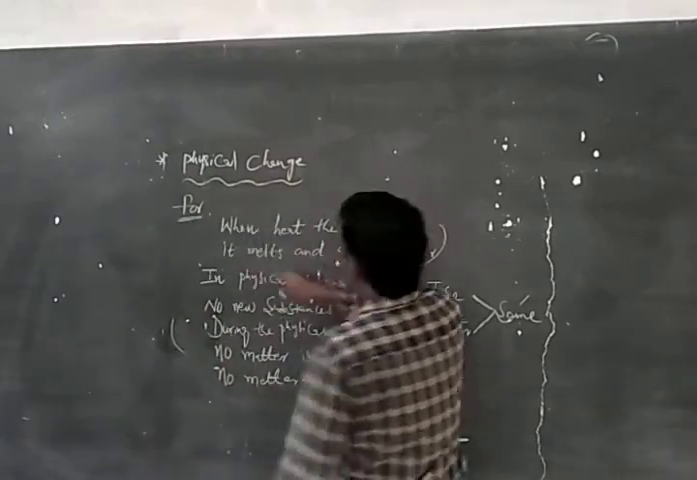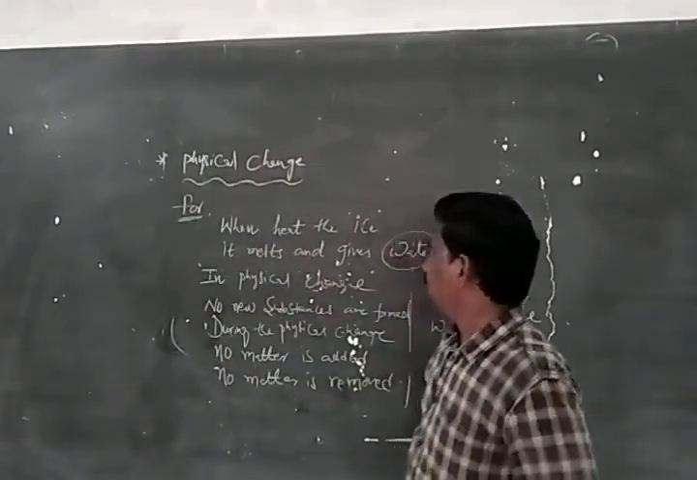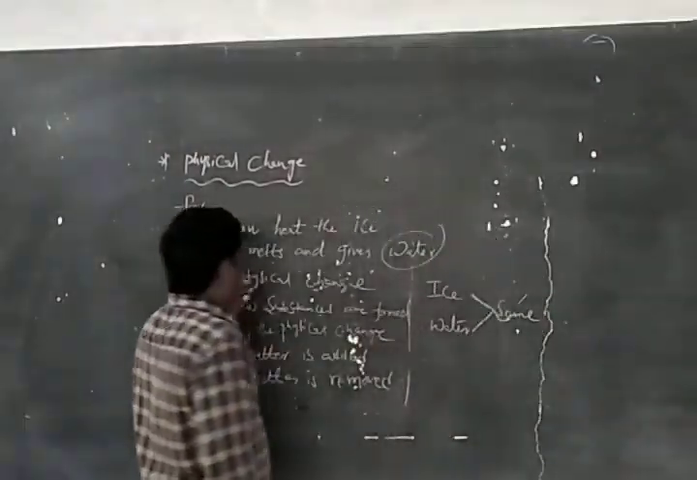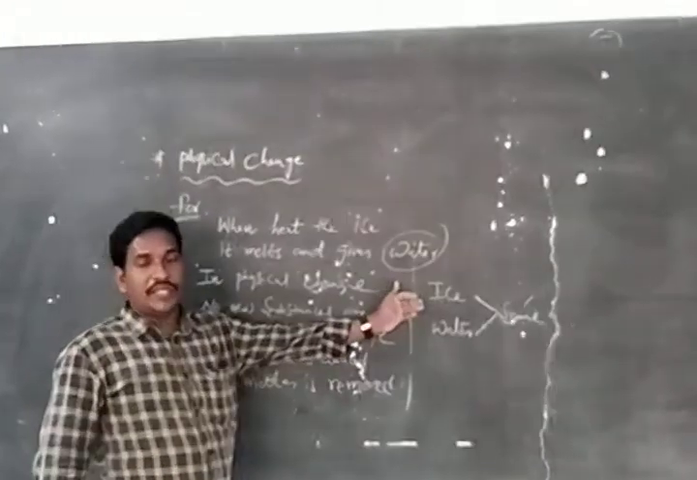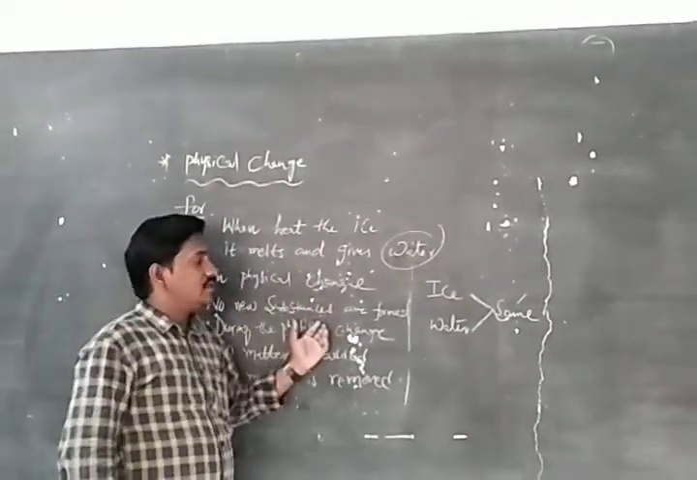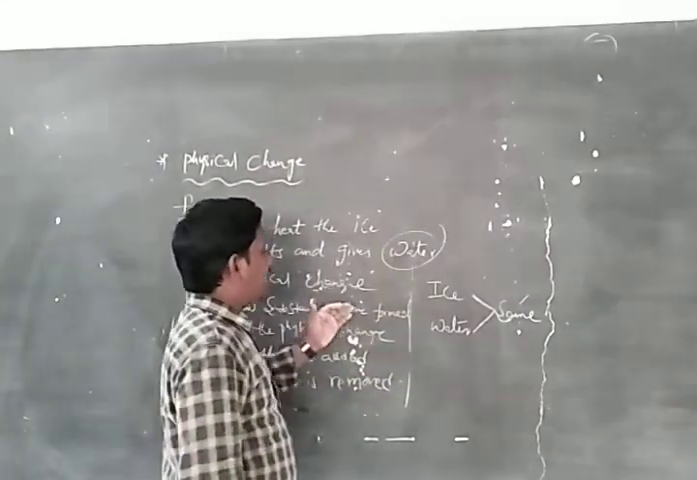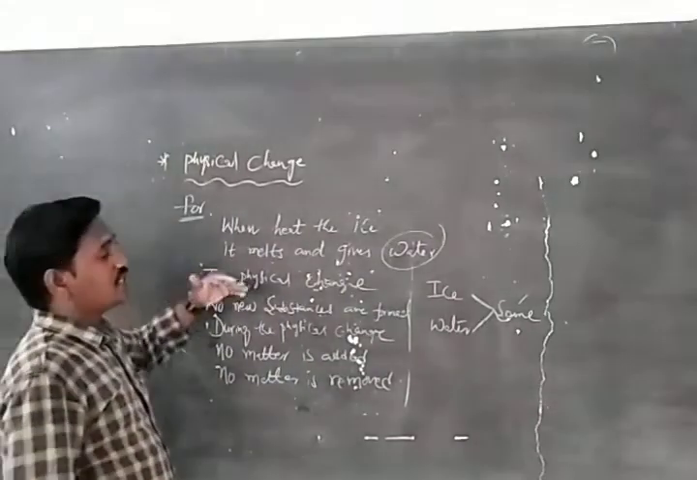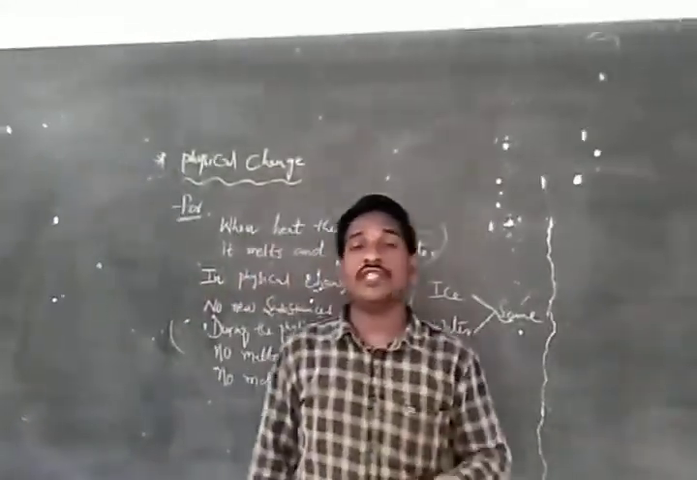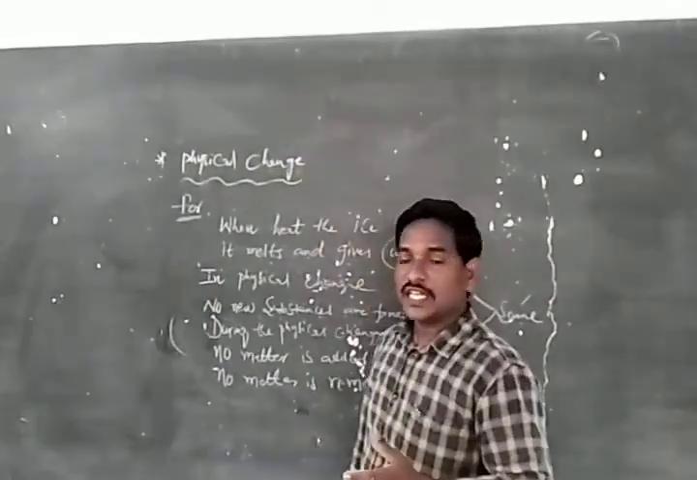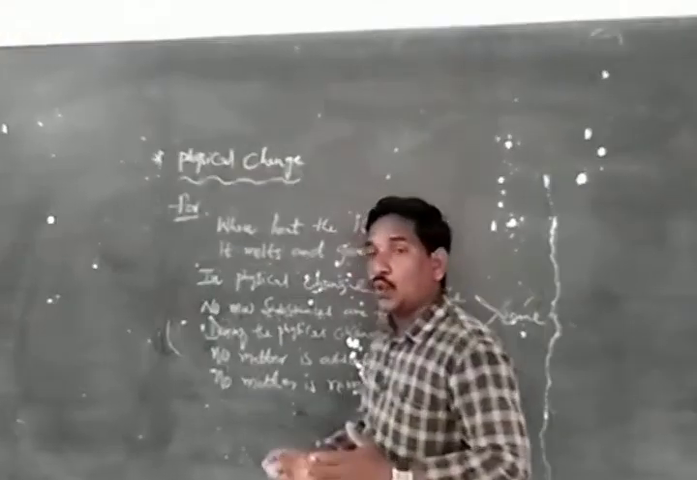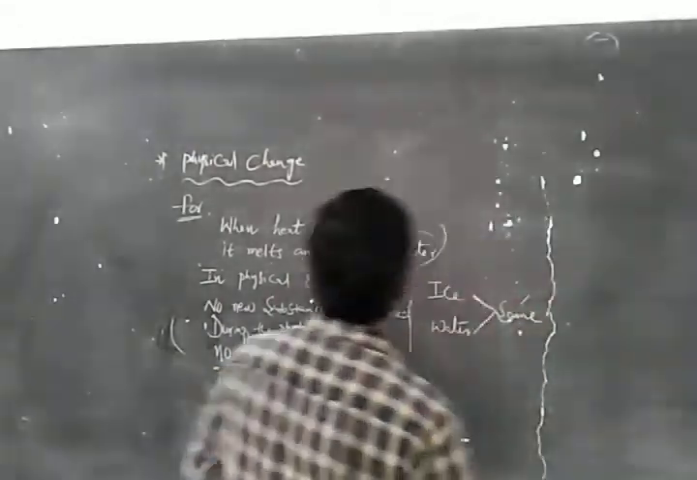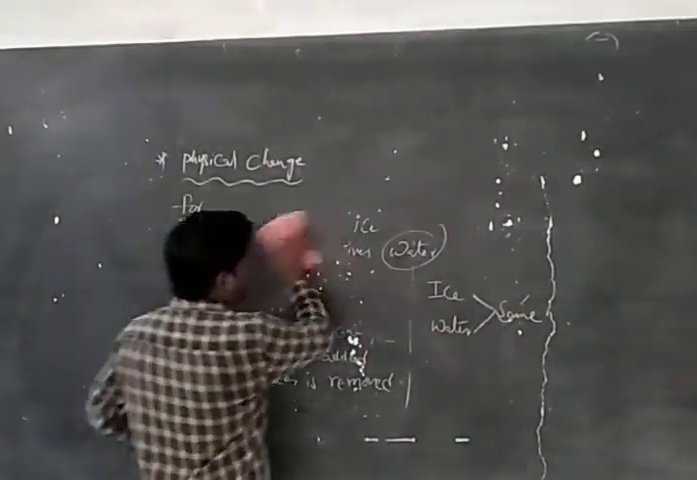Okay, when you heat the ice, it melts and gives water. The ice turns into water by the heating. The ice turns into water by the cooling. The kind of matter in ice and water are the same. And also there are no new substances formed in physical change. During the physical change, no matter is added and no matter is removed additionally. So the physical change is temporary.